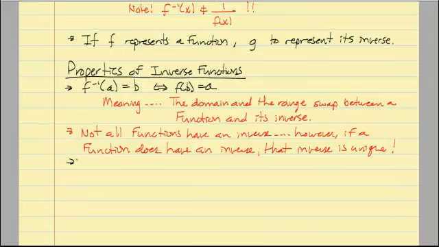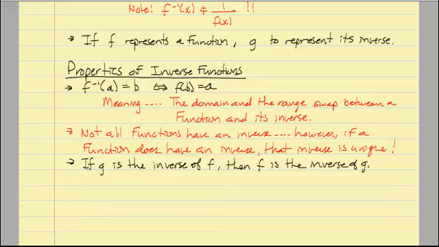Another interesting property of inverse functions is that if g is the inverse of f, then f is the inverse of g. And this makes sense because if a function has an inverse, that inverse would be the inverse of the original function. So if I have two functions, they're inverses of each other. Okay, not just one is the inverse of the other, but it goes either side there. If g is the inverse of f, then f is the inverse of g.